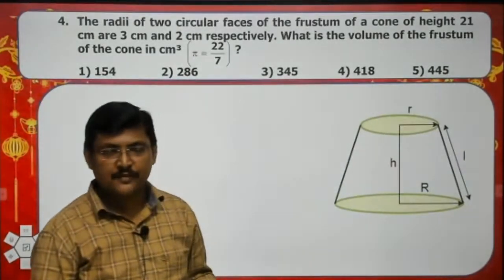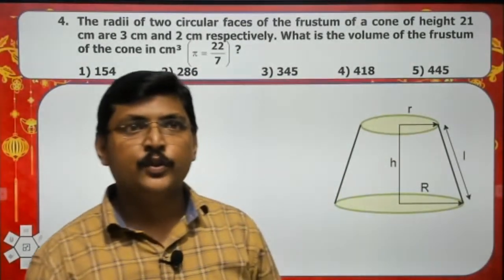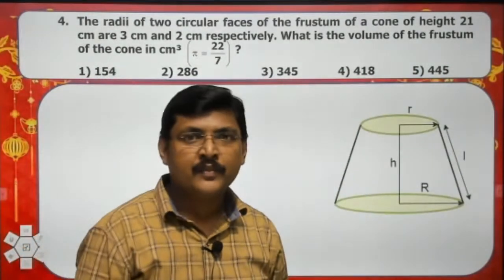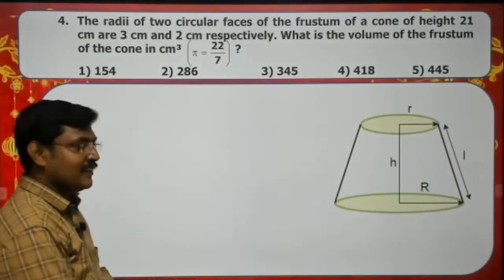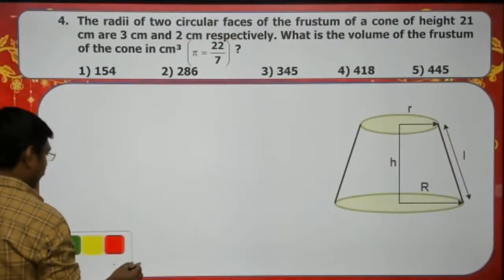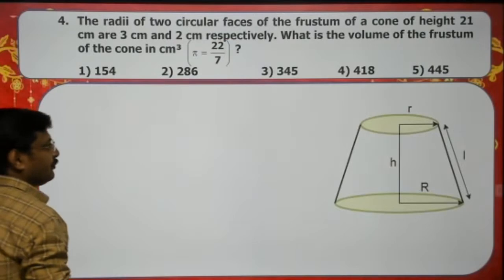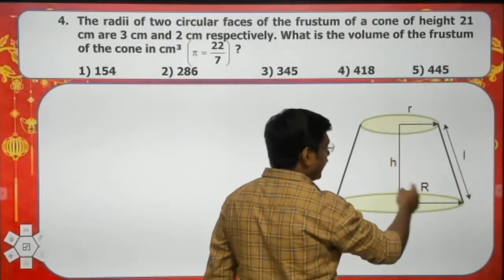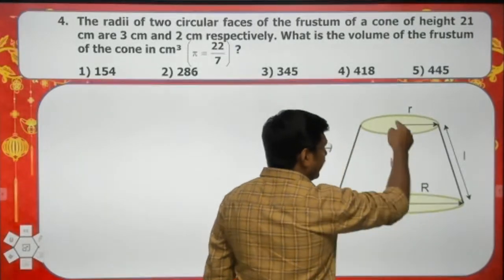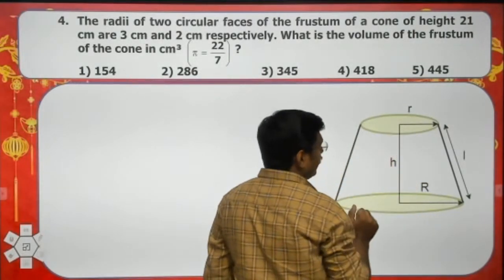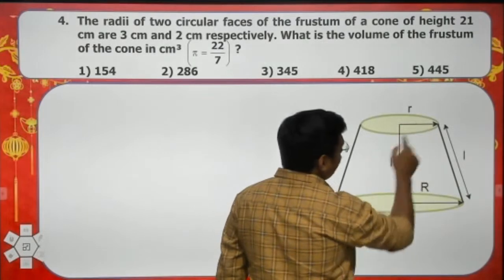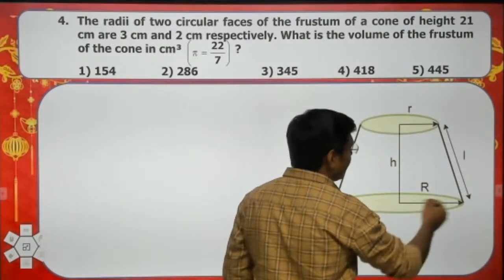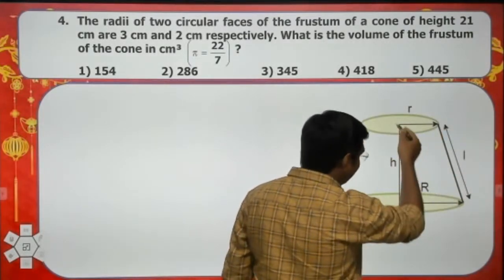To find the volume, there is a formula, right? So using that formula we need to find the answer. So I am explaining this, listen. For a frustum, two circular bases are there. This one is a smaller circle and this one is a larger circle base, and this is the height between these two bases. I am assuming the small radius as small letter r and the large radius as capital R, and this is the slant height and this will be the h.